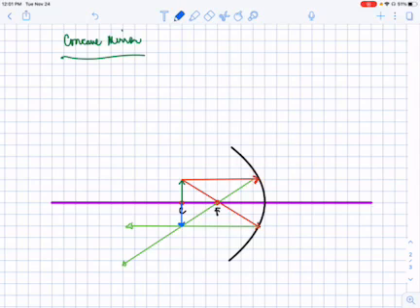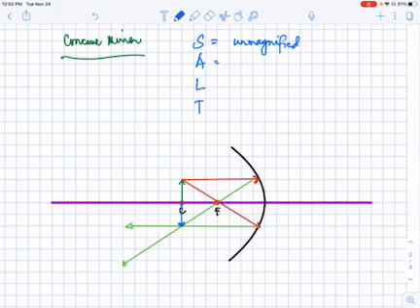Describe the image using SALT. Let's compare the size of the image to the object. Therefore, it's just the same. So we have unmagnified or same size. You can use the words same size.